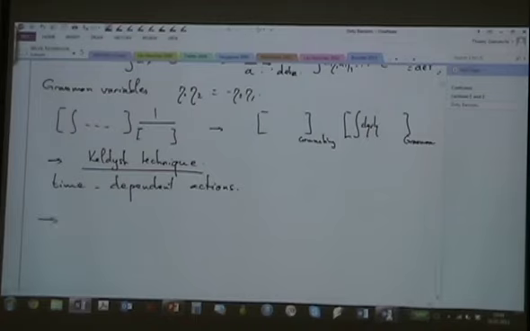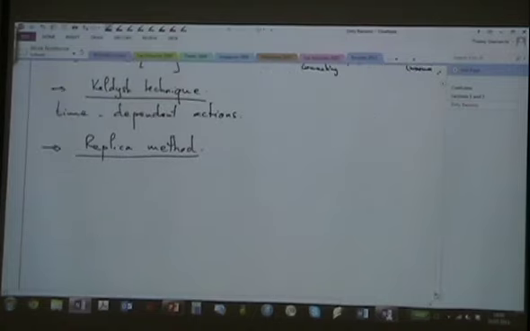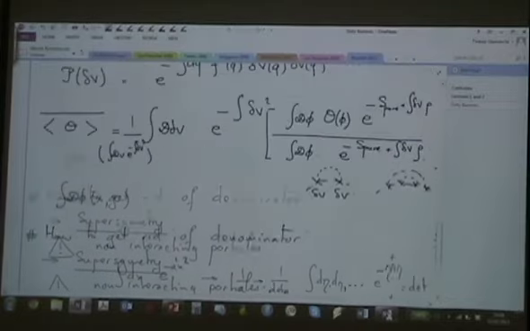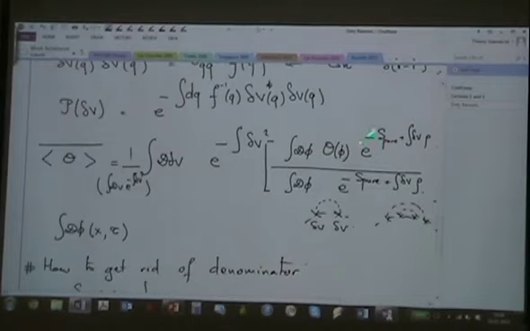So let me just mention briefly the last one, which is called the replica method. And this one works for equilibrium problems, of course. It works independently of what the problem is. And you will see what is its little drawback. Okay, so what is the idea in the replica method? Well, the idea is that I have this object here. So I have this thing, and I have a denominator.